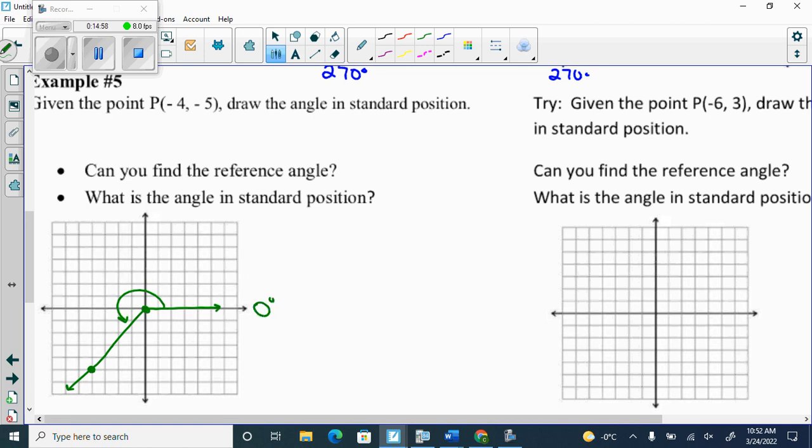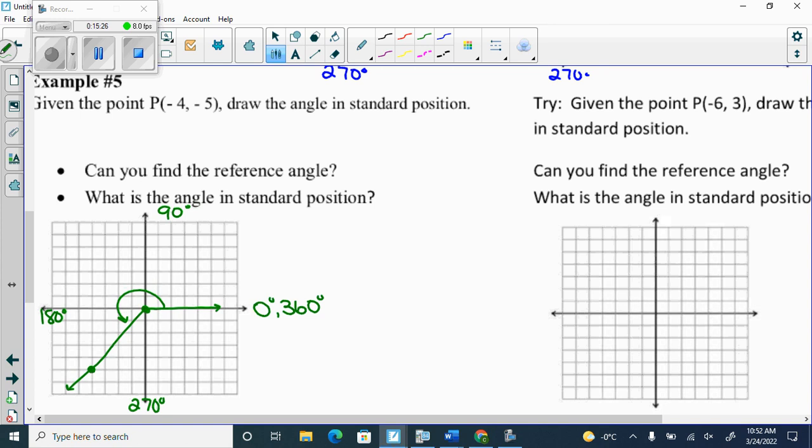So nice. 0, 90, 180, 270, 360. Okay. What is our problem currently, other than the woodpeckers? We don't know the reference angle, correct? If we knew the reference angle, how could we solve this?